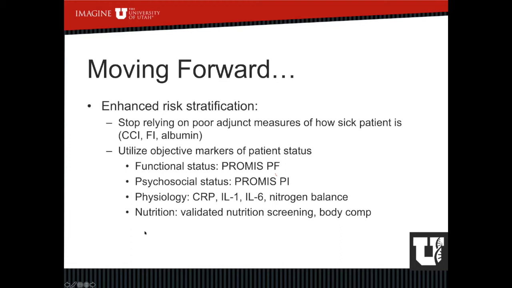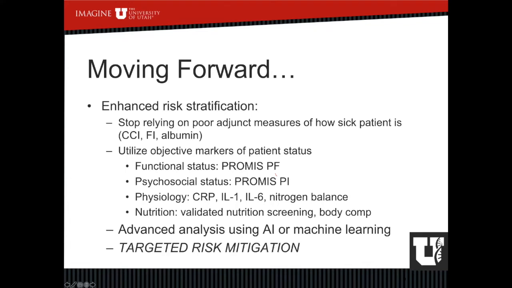Physiologically, instead of measuring, say, albumin, we should be measuring things like actual inflammation markers like CRP, interleukins, or nitrogen balance. And for nutrition, we should be using validated nutrition screening and body composition measures. This is all enhanced further by combining these outcomes with advanced analysis using artificial intelligence or machine learning. And what this gives us is the opportunity to provide targeted risk mitigation for our patients.